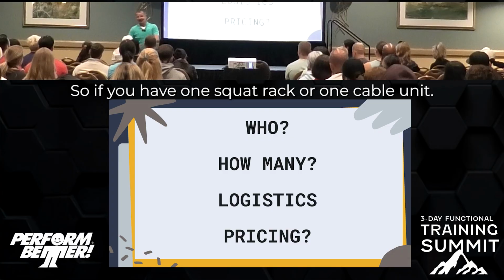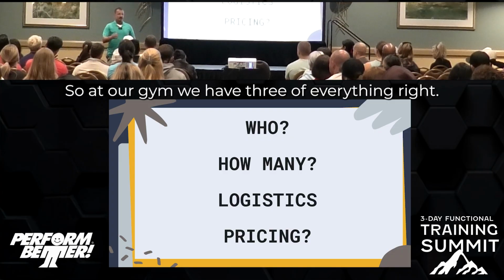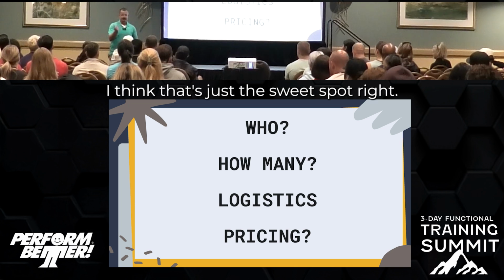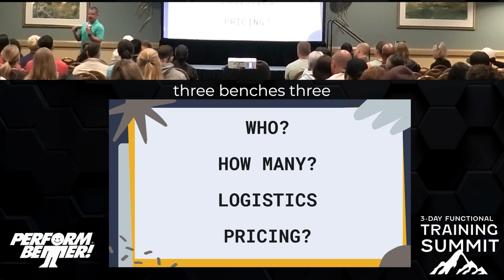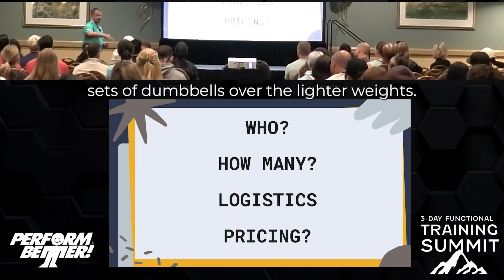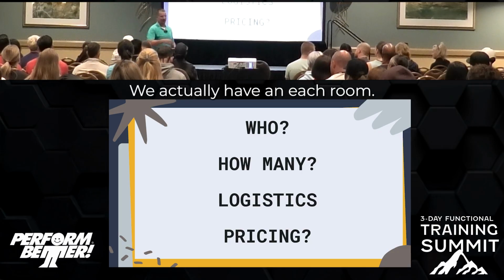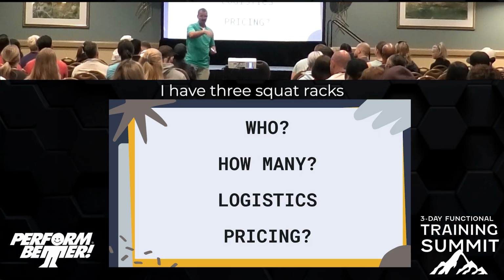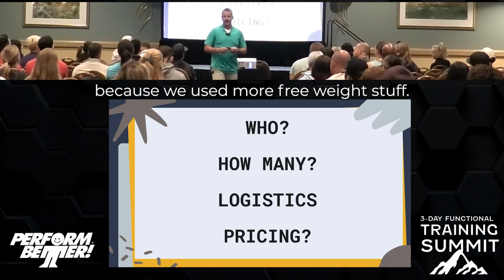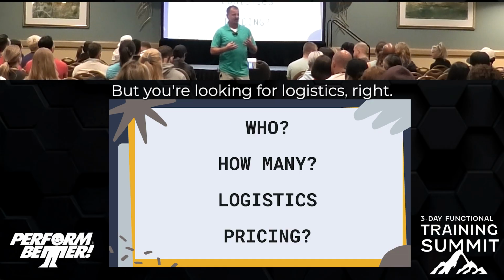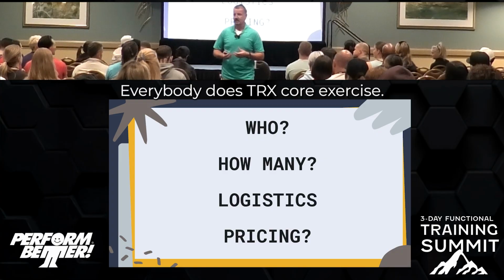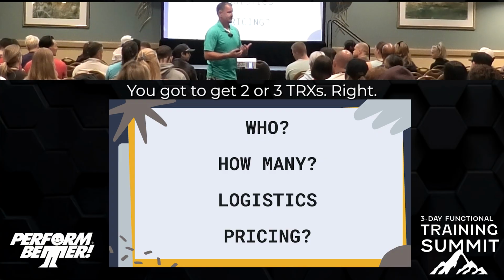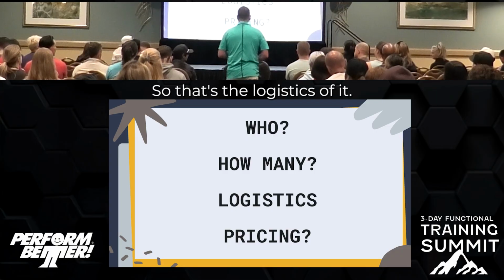So if you have 1 squat rack, right, or 1 cable unit, so at our gym, we have 3 of everything, right? We look at 3 of everything. I find that's just the sweet spot, right? We have 3 cable units, 3 benches, 3 sets of dumbbells that are the lighter weights, 3 squat racks. We actually have in each room 3 squat racks because we use more free weight stuff. But you're looking for logistics, right? If everybody does a TRX core exercise, you've got to get 2 or 3 TRXs, right? So that's the logistics of it.